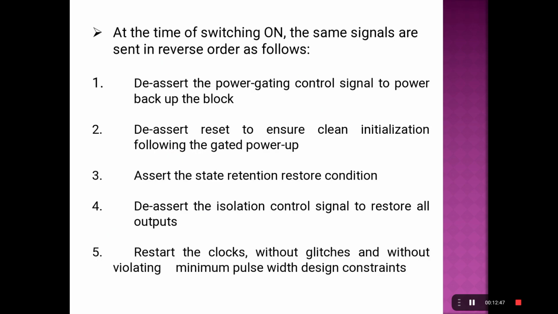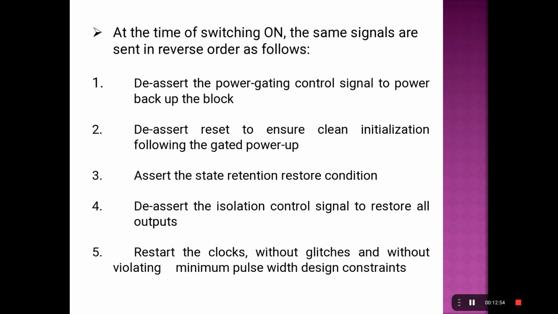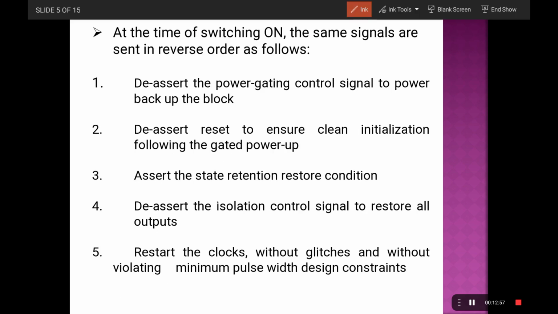Coming to the next one. This is the reverse operation procedure: at the time of switching on, the same signals are applied in reverse. So from the power gating off condition to the on condition, deassert the power gating control signal, deassert the reset to ensure clean initialization, assert the retention condition, and deassert the isolation control signal to restore all the outputs and restart the clock signal without any glitches, following the minimum criteria, that is the on time and off time. We can also call it the duty cycle, which must be maintained, a very important criterion.